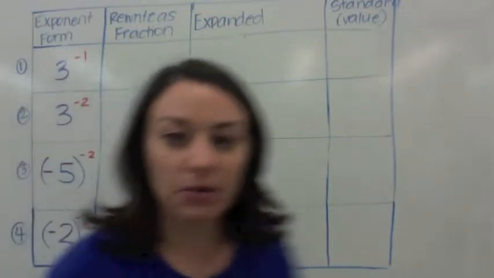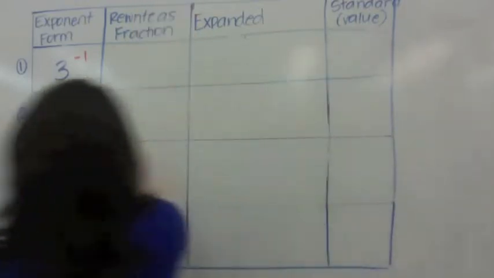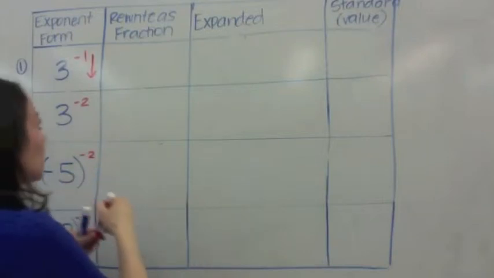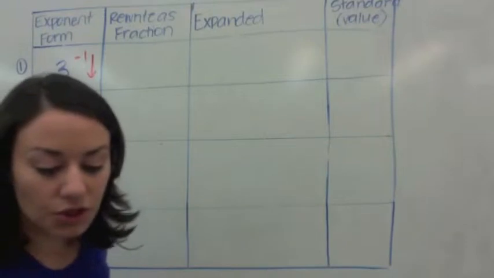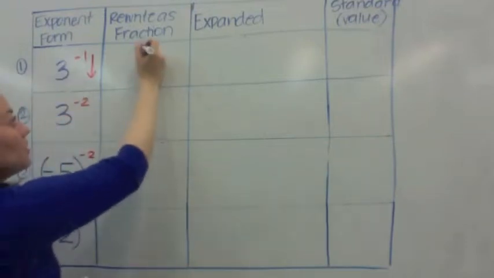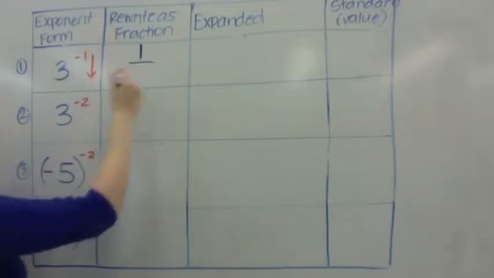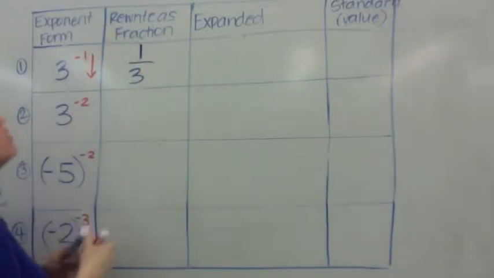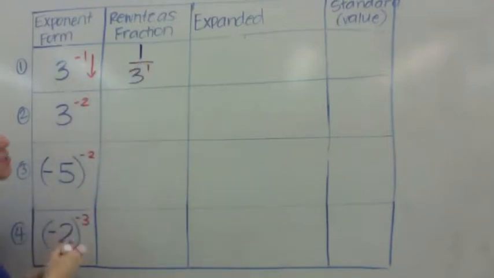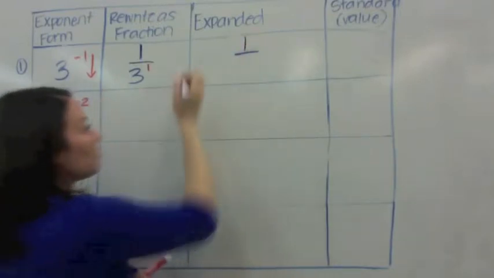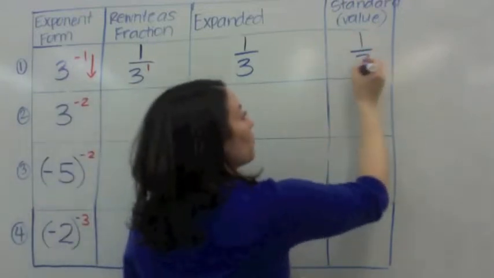So we have 3 to the power of negative 1. Remember, negative and up, move it down. That's correct. Now, when you move it down, you have to rewrite it as a fraction. And when you rewrite it as a fraction, you are going to put it under the number 1. So it becomes 1 divided by, or under, 3 to the power of, okay, it was negative, it's going to change to positive. So when you expand this, what is 3 to the first power? It's 3, right? So the standard value is 1/3.